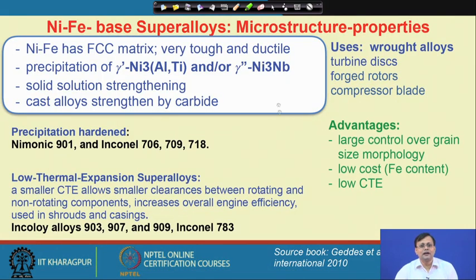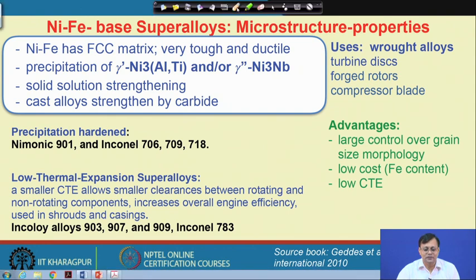Now, the third category of these superalloys, I said, are iron based, or let us say nickel-iron based superalloys. Okay. So, here the iron content is very high and nickel must be present there. Nickel and iron are the main constituents, and since nickel and iron have an FCC matrix, they are very tough and very ductile.